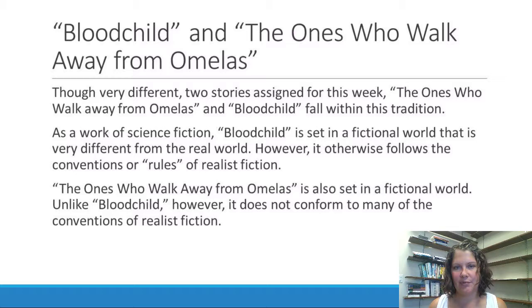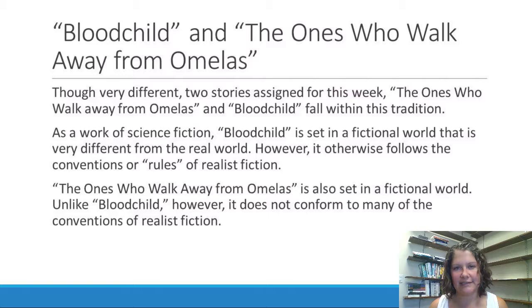The first story that I'll talk about is Bloodchild. This is a short story that's set in a fictional world that is very different from our real world. In fact, it's usually described as a work of science fiction. So it exists in a sort of alternate universe from our universe. However, it does otherwise follow the conventions or rules of realist fiction. So it has a fairly traditional plot structure. It follows a character who feels psychologically real to us as readers, and it has a traditional narrative perspective. So it feels like a typical story, however, it's not set in a typical realistic setting.